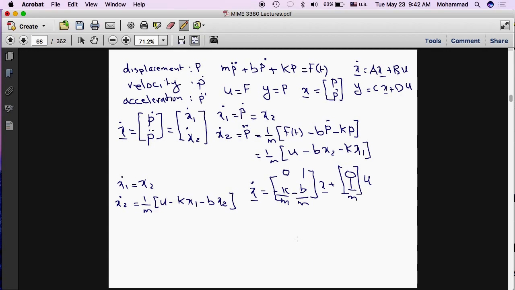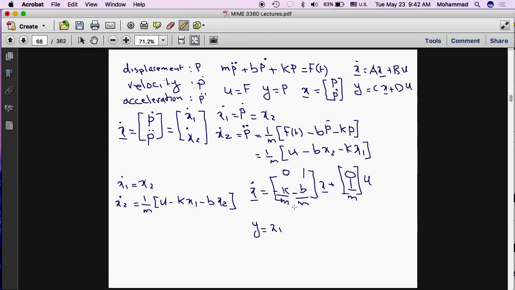So what is y? Y is equal to what? We decided it's equal to p. What is p in terms of members of the x vector? Look here. Is it the first member of x or the second member of x? So it's equal to x1.